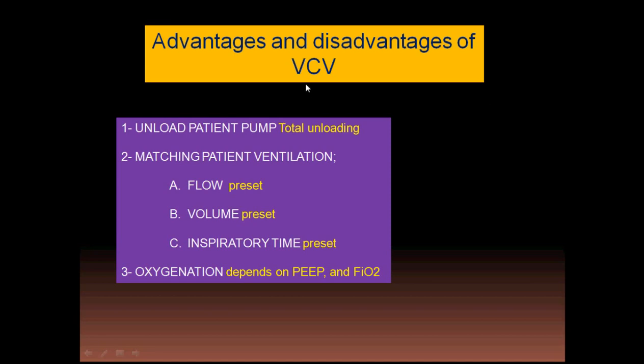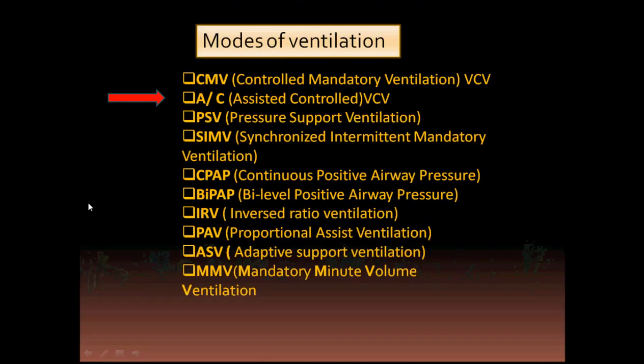Advantages: we usually utilize this volume controlled mandatory ventilation in patients to unload the patient totally, in which the patient is paralyzed, under muscle relaxants, or the patient is unable, or the muscles are too weak and cannot make an effort. In this case, we use volume controlled mandatory ventilation, where the flow is preset, the volume is preset, the inspiratory time is preset, and the oxygenation depends on the PEEP and FiO2.